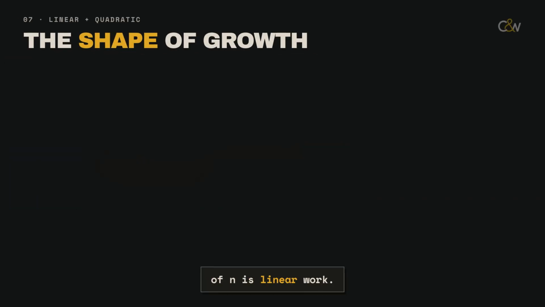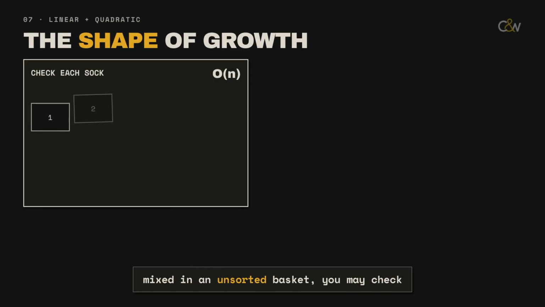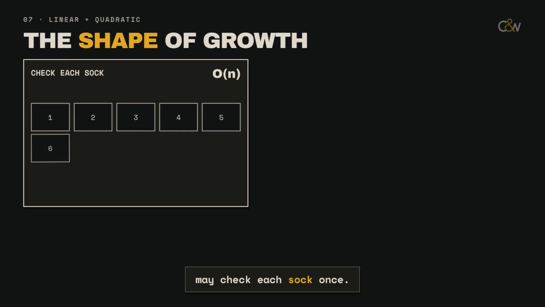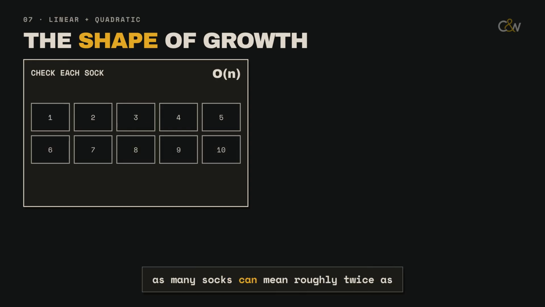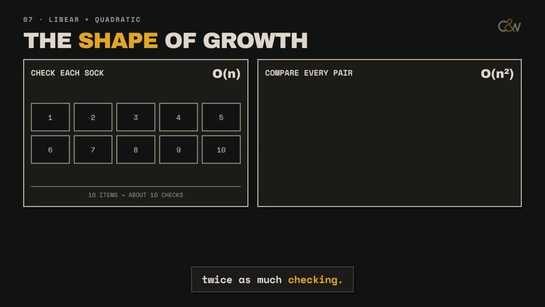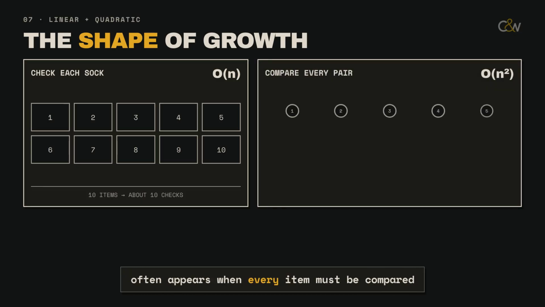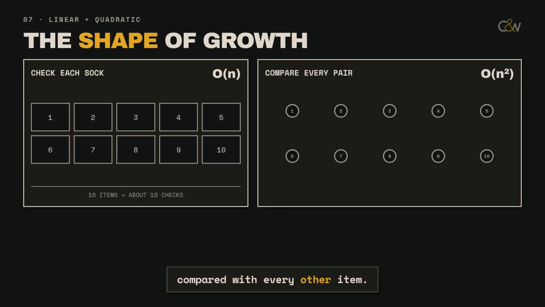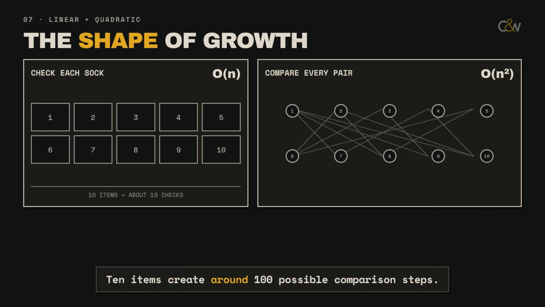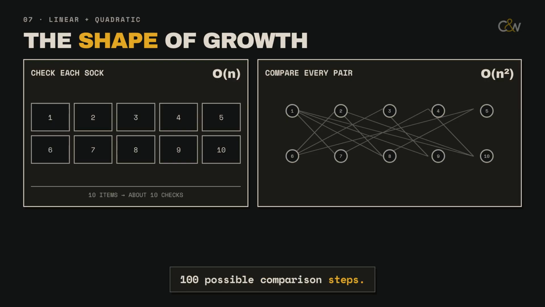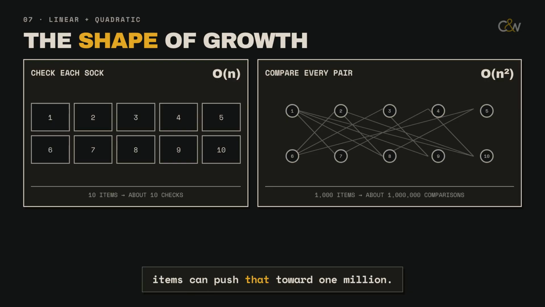O of n is linear work. If socks are mixed in an unsorted basket, you may check each sock once. Twice as many socks can mean roughly twice as much checking. O of n squared often appears when every item must be compared with every other item. 10 items create around 100 possible comparison steps. 1,000 items can push that toward 1 million. The notation is just a short label for the shape of that growth.